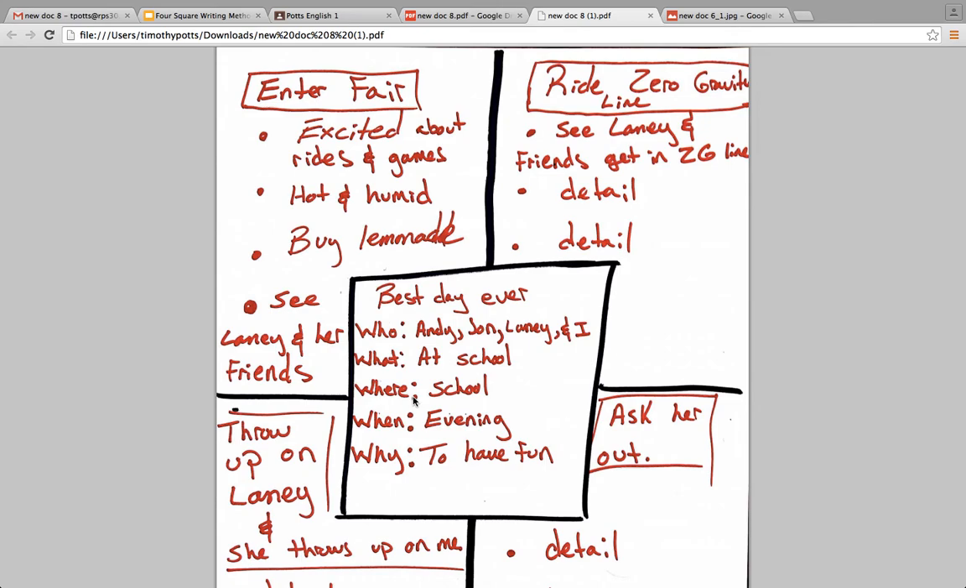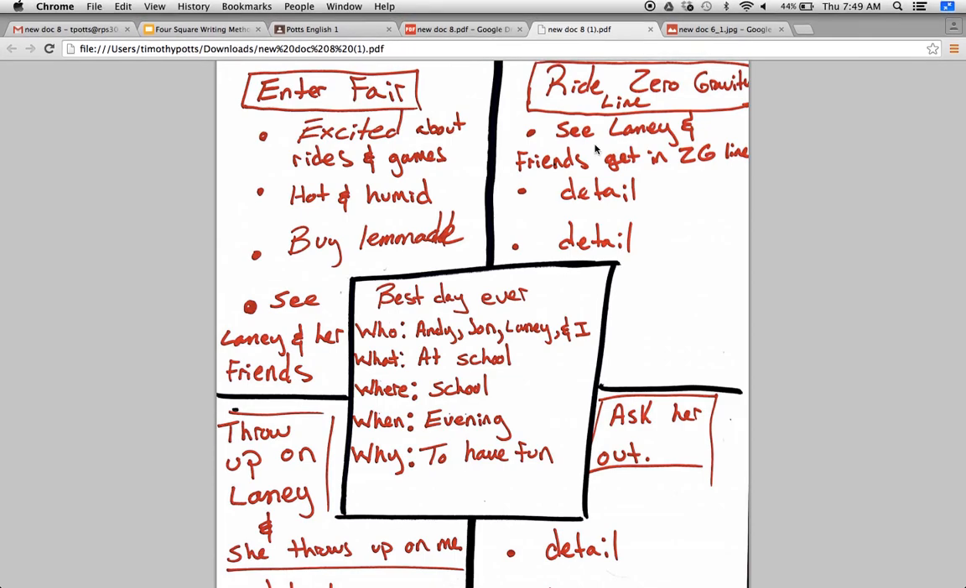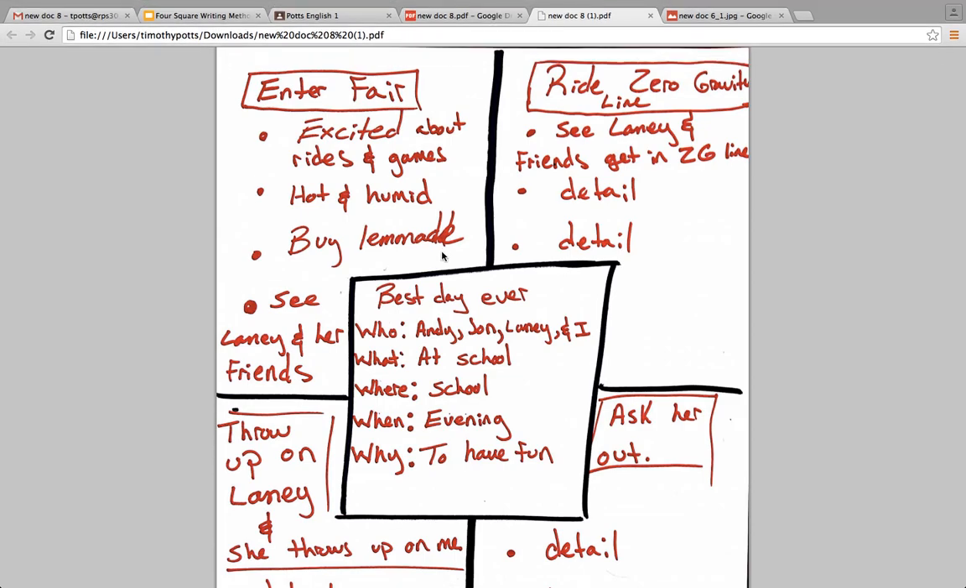It could start off like this: The best day of my life took place when I asked out Lainey. I was going to the fair with my friends Andy and John. We had just left school, etc., etc. Now, you'll see up here, all I do is list the events. Now remember, an event is something that happens, but it's got to be something significant that happens. And so when you do an event, make sure that it is something significant.